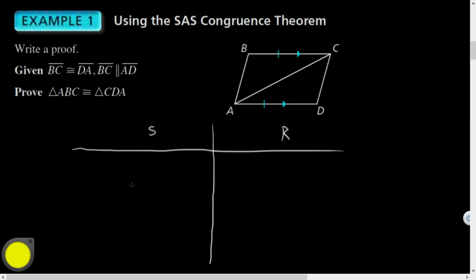Two-column proof, my favorite. All right, so I've got this little figure here. I might say it looks like a parallelogram. We can't prove that yet. Well, I could prove it, but seriously. But anyways, let's start with our gimme information.